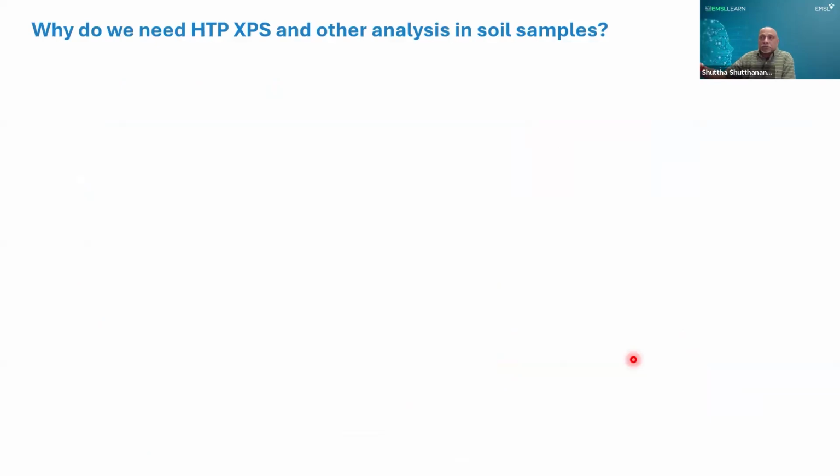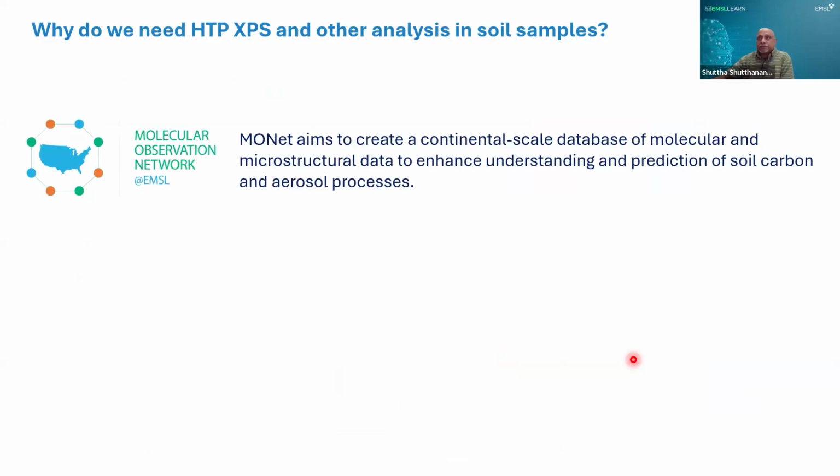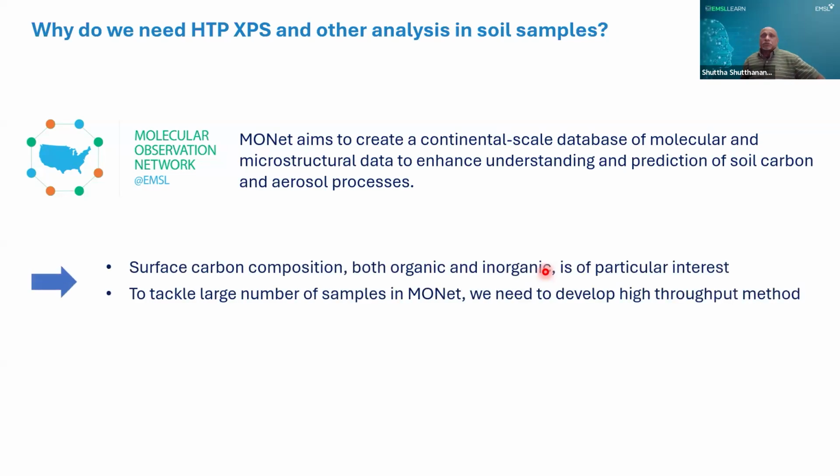Now we will go through why we need high throughput analysis. As we all know, EMSL is leading a big soil campaign called the Molecular Observation Network, or MONet. The aim of this campaign is to create a continental scale database of molecular and molecular structure data to enhance understanding and prediction of soil carbon and aerosol processes. To do this, we need information about the surface carbon composition, both organic and inorganic.